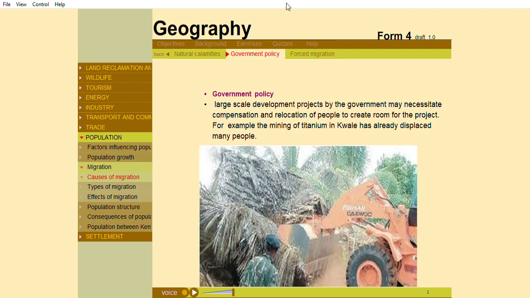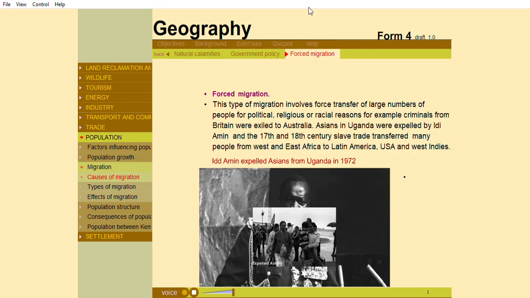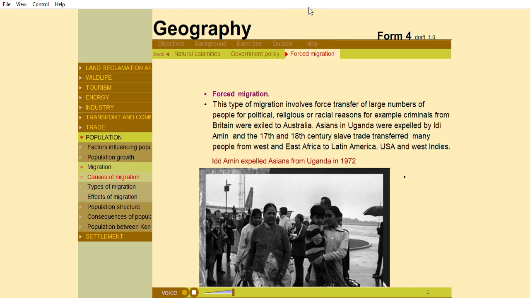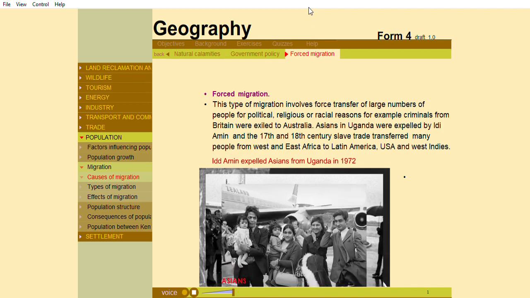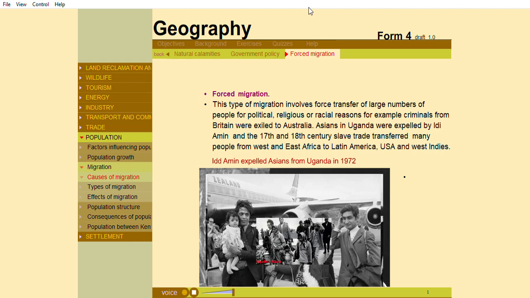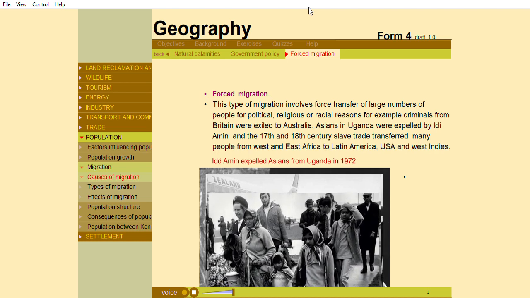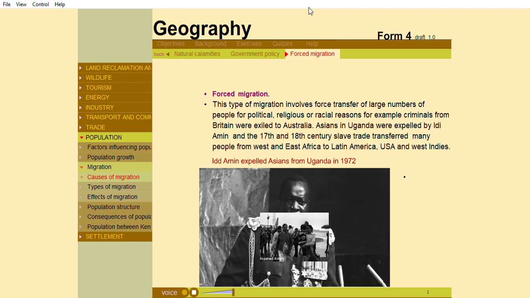Government policy. Large-scale development projects by the government may necessitate compensation and relocation of people to create room for the project. For example, the mining of titanium in Kwale has already displaced many people. Forced migration. This type of migration involves a forced transfer of large numbers of people for political, religious, or racial reasons. For example, criminals from Britain were exiled to Australia.